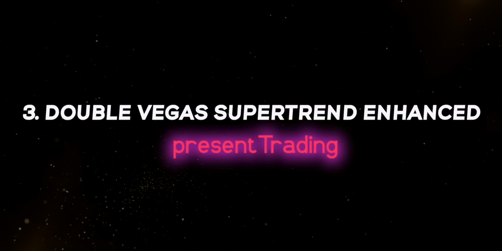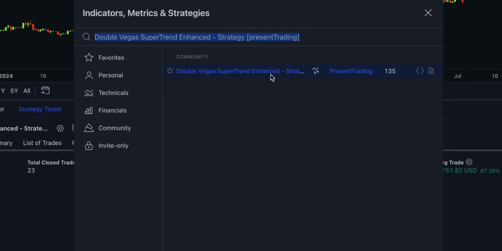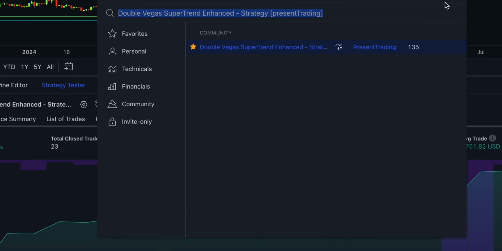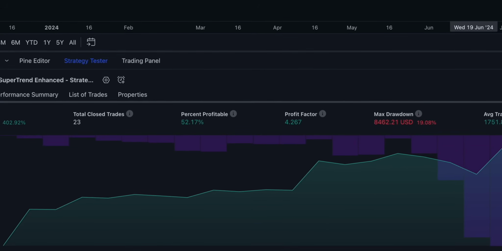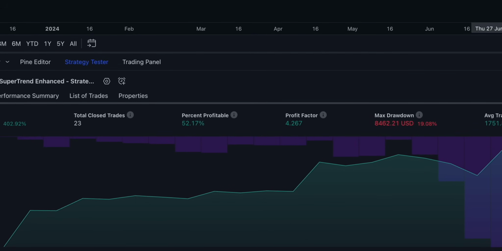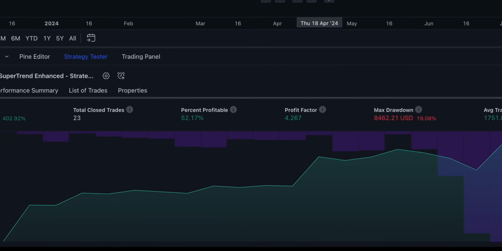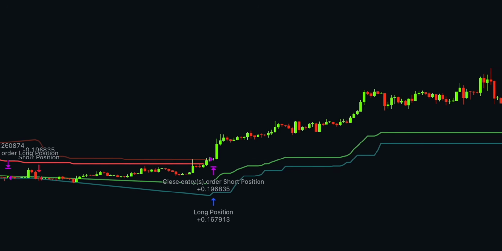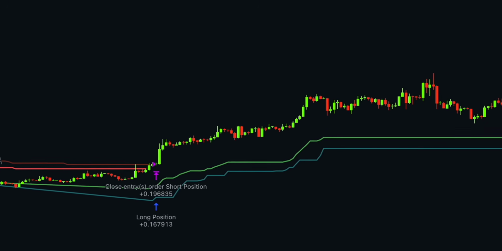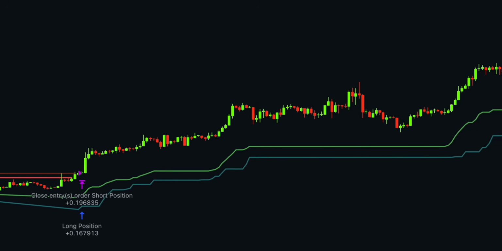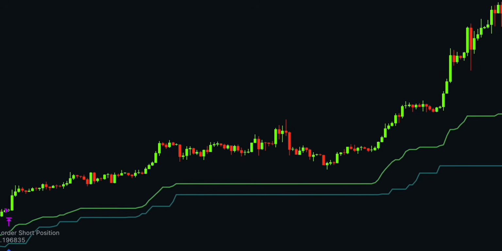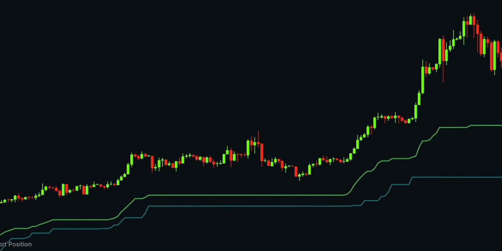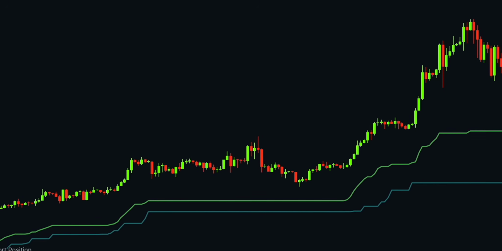Next up in our ranking is Double Vegas Super Trend Enhanced Strategy by Present Trading. This strategy is very powerful. It works great for trading Bitcoin on the daily chart. The strategy aims to pinpoint market trends with greater accuracy and generate trades that align with the overall market direction. This approach differs itself by integrating volatility adjustments and leveraging the Vegas channel's width to refine the supertrend calculations, resulting in a dynamic and responsive trading system.